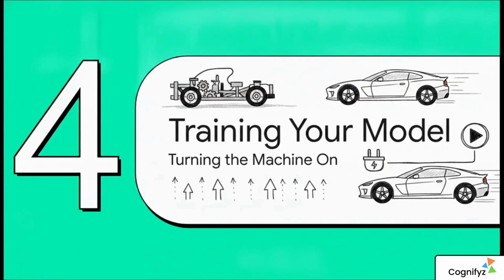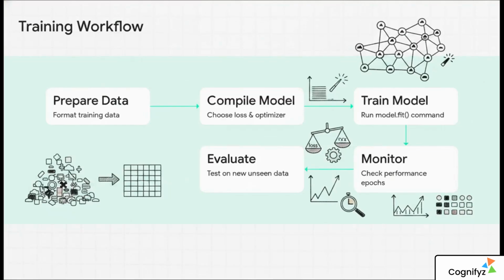Section 4. Training your model. Turning the machine on. So building the network is kind of like building a sports car. It looks great, but it doesn't actually know how to drive yet. Here is how we turn the key.